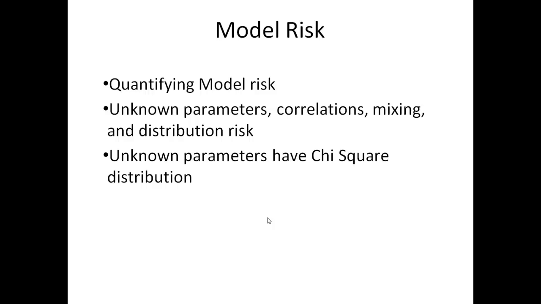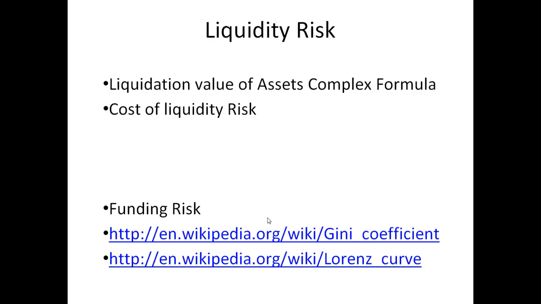Okay, then the next part we have is the model risk. The various models we are using might have unknown parameters, might have correlation. We will be mixing those parameters and mixing all those distributions. So these kinds of risks exist in model risk. When we have an unknown parameter, especially in normal distribution, we use the chi-square distribution. Just check that out.